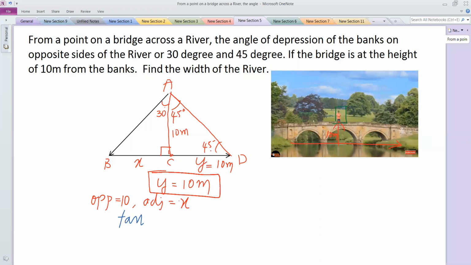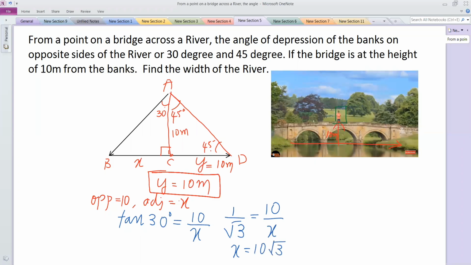Tan of which degree? Let us find. Tan 30 degree is equal to opposite by adjacent. Opposite side is 10 and adjacent side is x. Already we know the value of tan 30. Tan 30 value is 1 by root 3. That is equal to 10 by x. So therefore, x value will be 10 root 3.